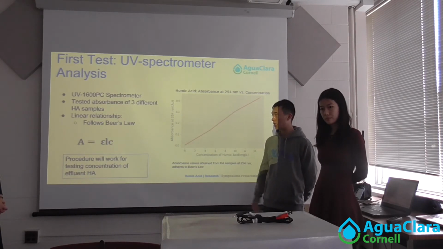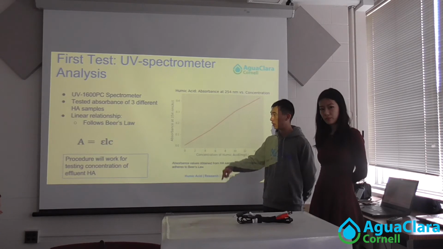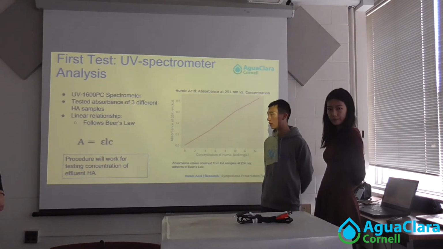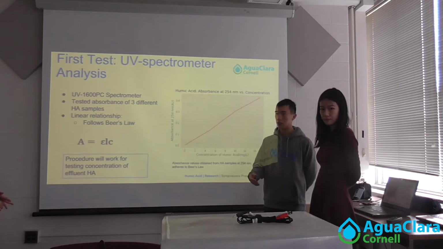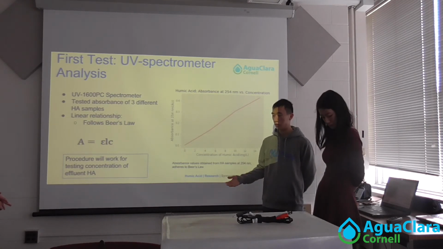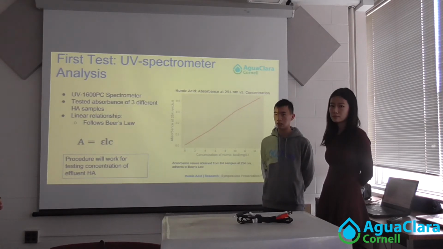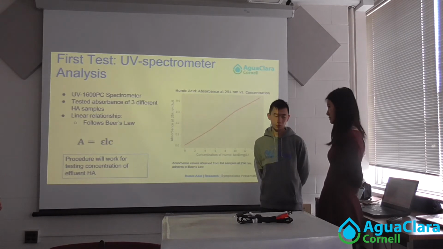Beer's law states that absorbance should be proportional to concentration, with a slope of epsilon times L. And so our big conclusion from this is that our procedure for using spectrophotometry to measure the concentration of humic acid will work, and that we can continue to run experiments using the spectrophotometer.